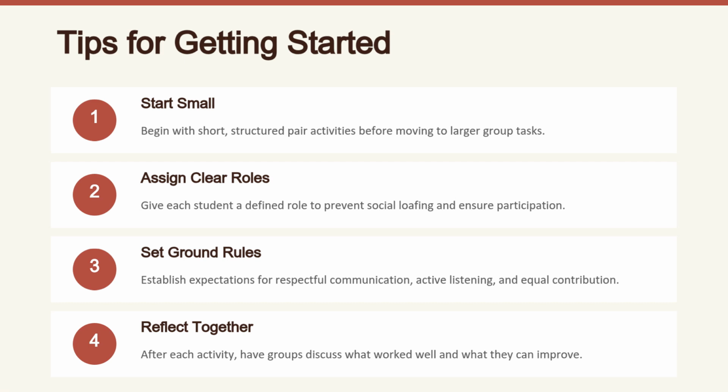Second, assign clear roles right from the start. Even in pair work, one person can be the note-taker and the other the reporter. This prevents the classic problem of one student doing all the work. Third, set ground rules together. Have students help create norms like listen before responding and everyone speaks at least once. When students own the rules, they follow them.